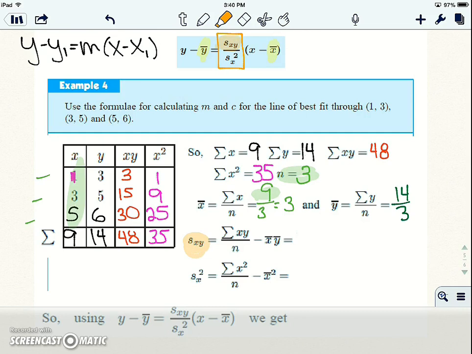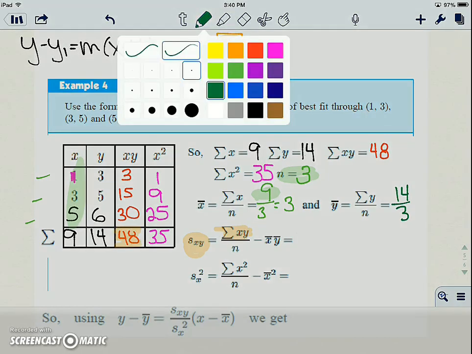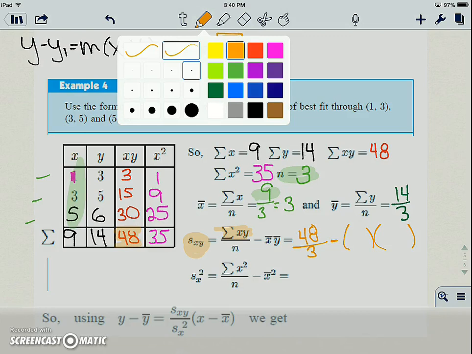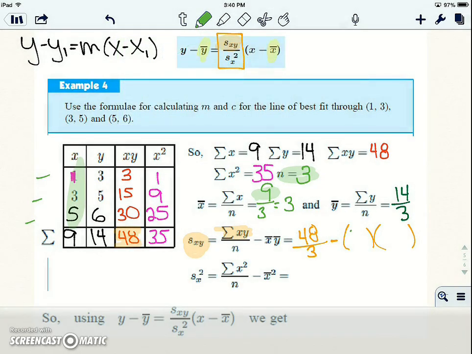So we need the sum of the x's and y's. Okay, so the sum of my x's and my y's was 48, and I need to divide that by the number of points, which is 3, minus x bar, y bar. Well, let's look. We've already figured it out. Our x bar, or average x, was 3, and our average y was 14 thirds, which is nice because these now cancel out. And I promise you, if you simplify all of that in your calculator, you will get 2.